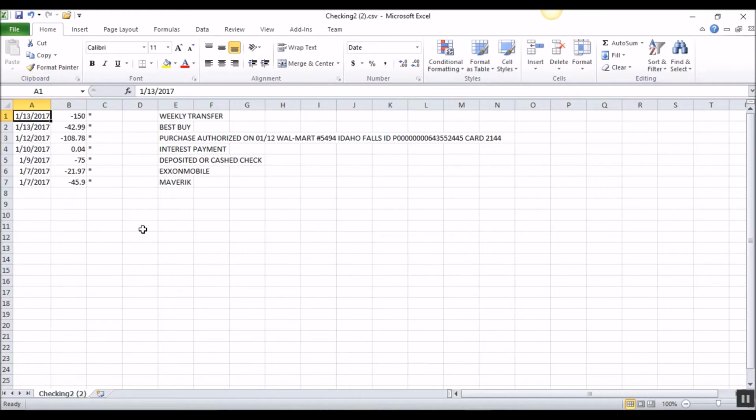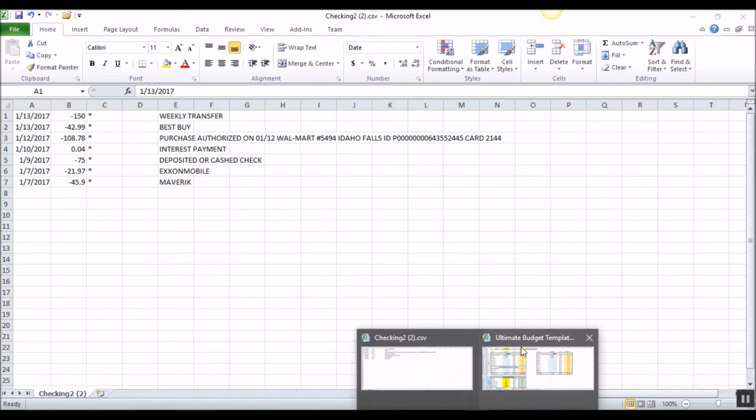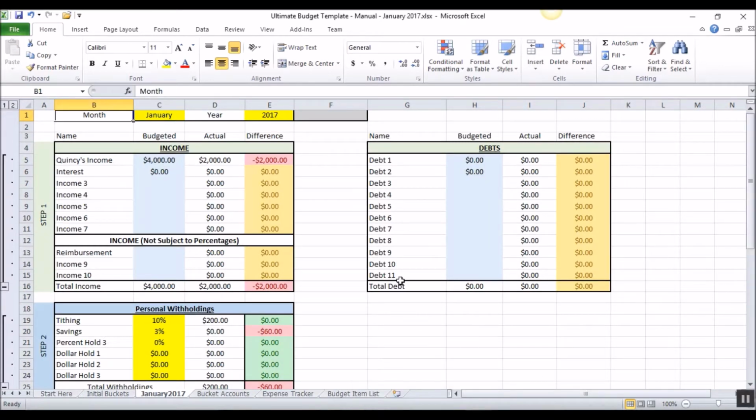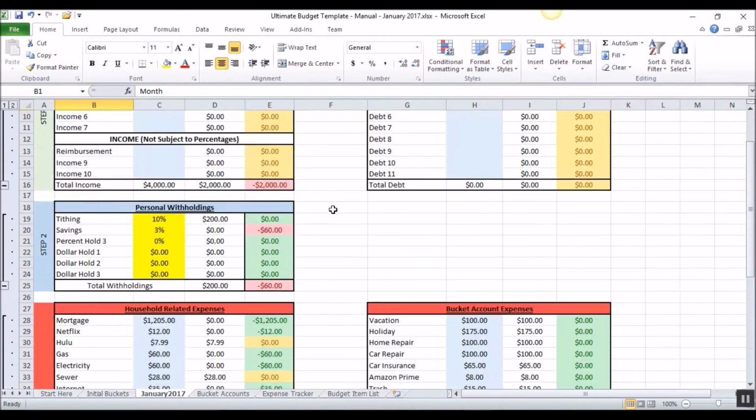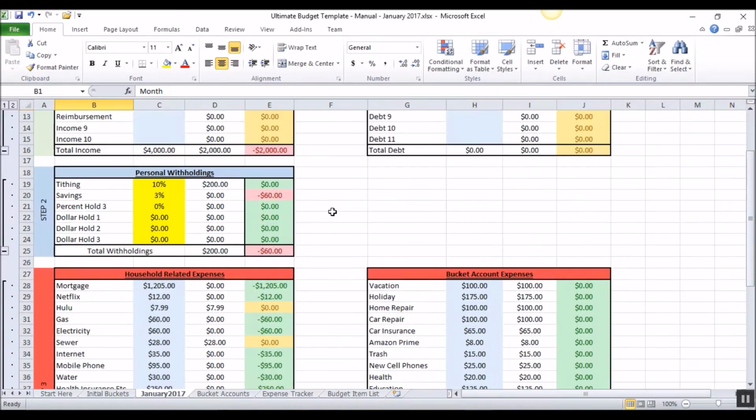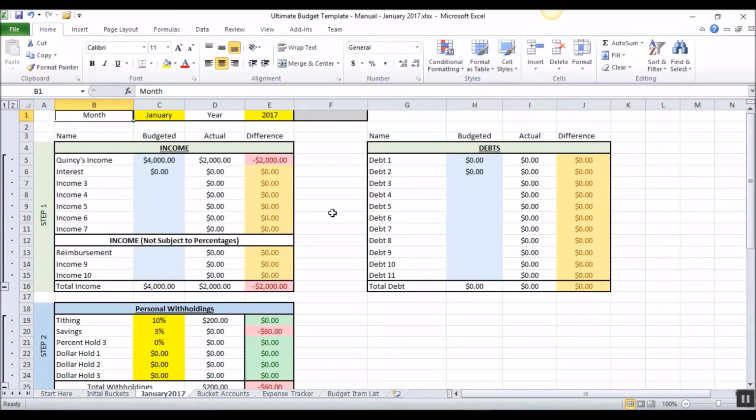Otherwise, let's move forward. So I'm going to pull open my budget template. Now here, we're going to start making some of those changes that I discussed, and I'm going to do them kind of quickly, and I will give you some commentary as I'm doing that.